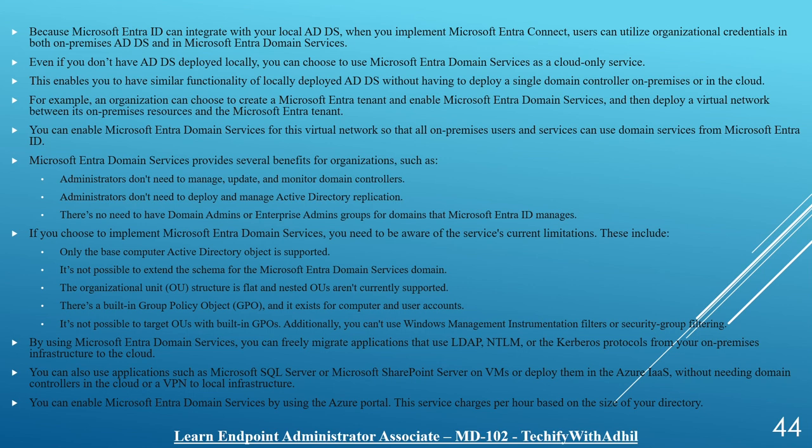For example, an organization can choose to create a Microsoft Entra tenant and enable Microsoft Entra Domain Services, and then deploy a virtual network between its on-premises resources and the Microsoft Entra tenant. So you can enable Microsoft Entra Domain Services for this virtual network so that all on-prem users and services can use domain services from Microsoft Entra ID.